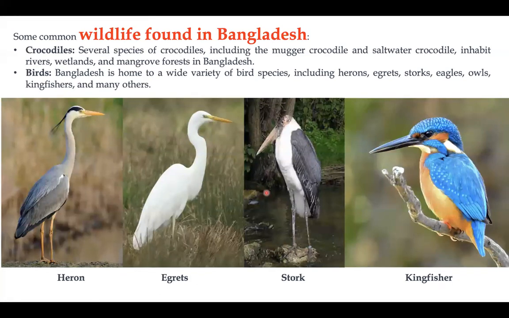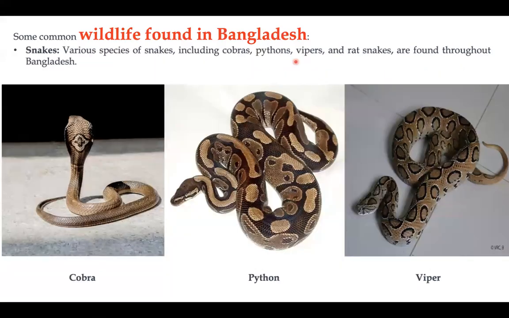As for the bird section, we have varieties of birds in our wildlife section. And we have crocodiles as well, which is the Asian crocodile in particular. Maybe snake, yeah. So we have snakes like cobra, python, viper, etc.